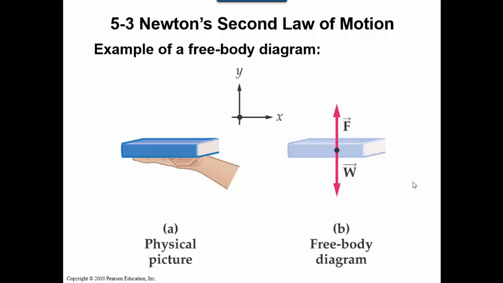And since it's not accelerating upward or downward, we know that the hand is pushing up equal and opposite to it. And so we're going to draw an arrow representing F going up, that's the same length as the weight going down. So the net force on the book is 0 because it's not accelerating upwards or downwards. The two vectors are the same length pointing in the opposite direction.